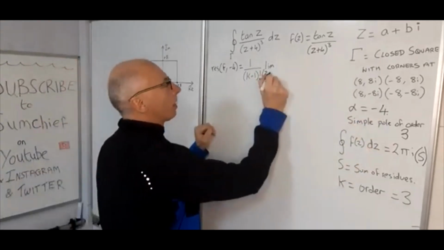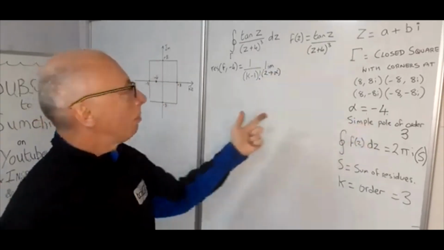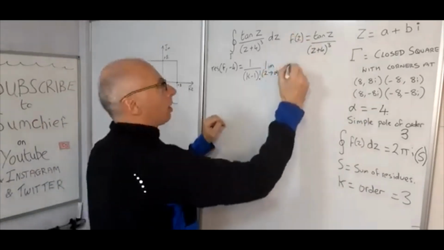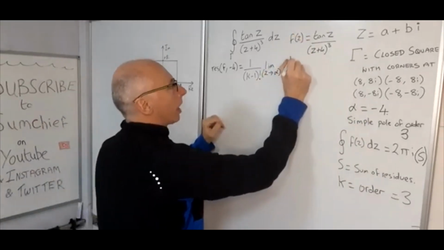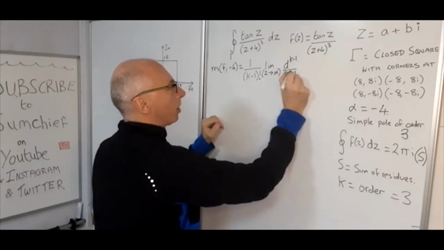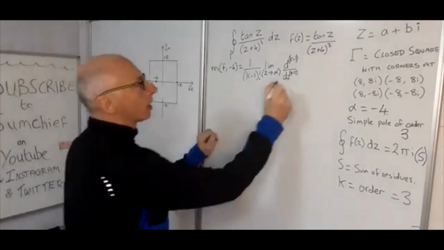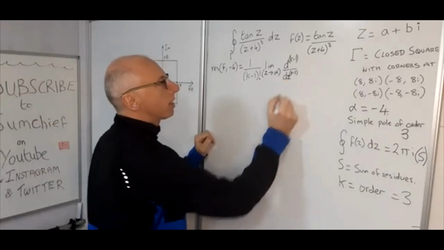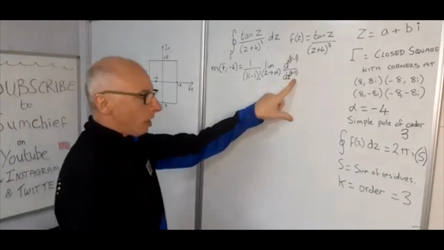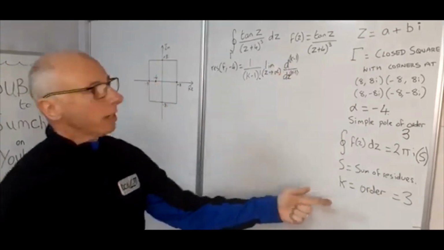So the limit as z approaches alpha, so z approaches -4, and then what we need is the derivative k minus 1 dz k minus 1. Put a bracket in there, I suppose, just to be 100% technically correct, and make sure this is clearly a z and not a 2. So basically here we need the derivative of 3 minus 1, which is 2, so we need the second derivative basically in our case here.